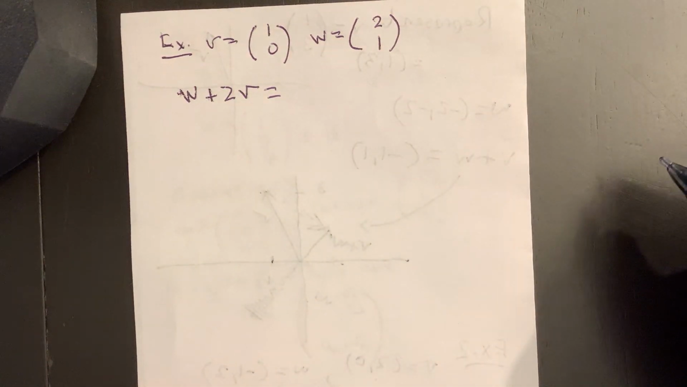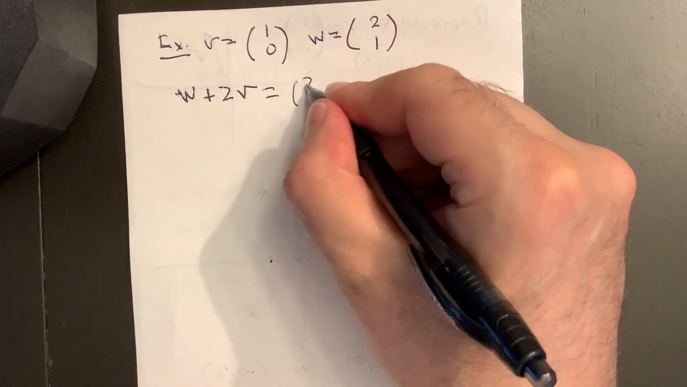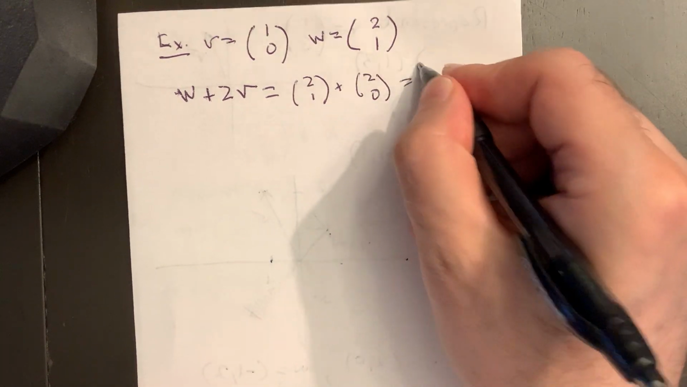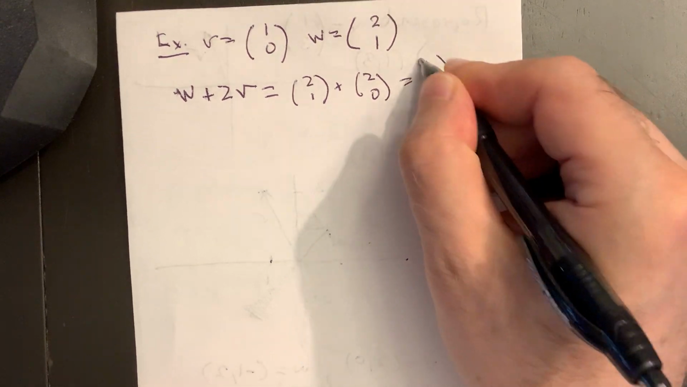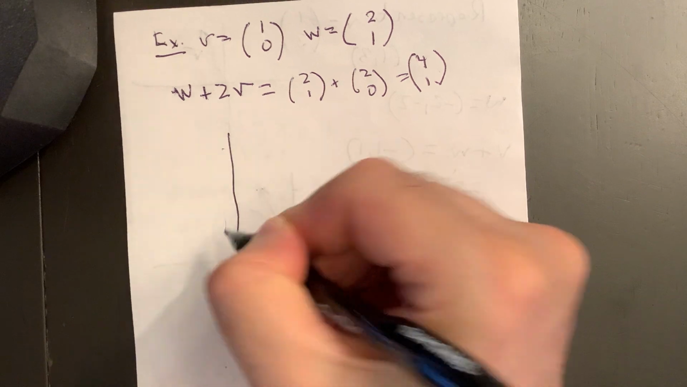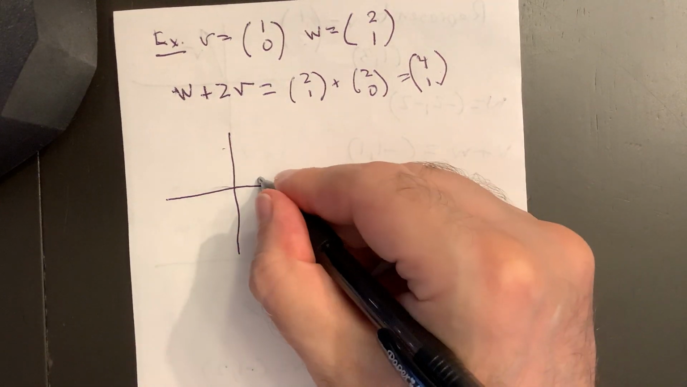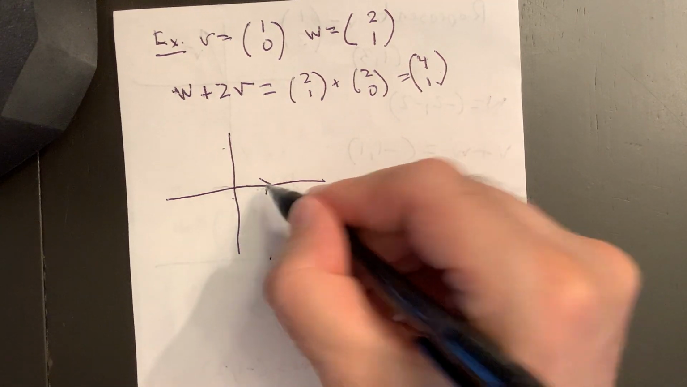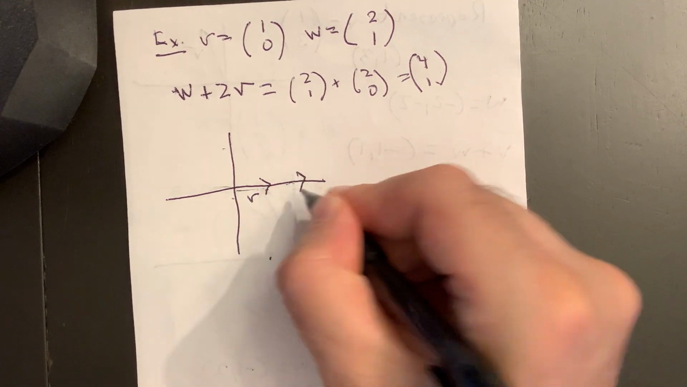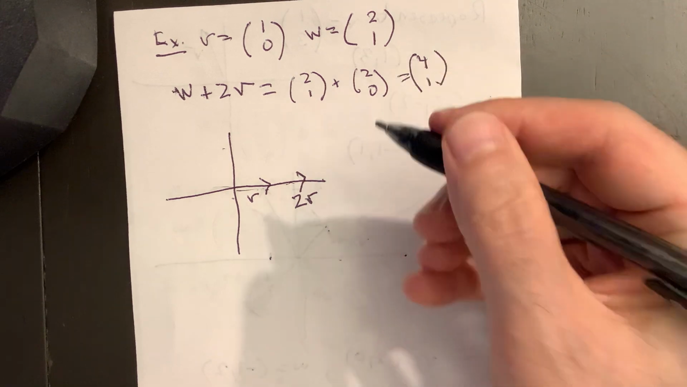Well, I just follow the rules, right? This is just 2, 1, plus 2 times 1, 0. That's 2 zeros, so I get 4, 1. And we could do the same trick graphically. I think this is pretty similar to what we had last time. So 1, 0, so this is V. I double it, I get 2V, and now I add W to it.